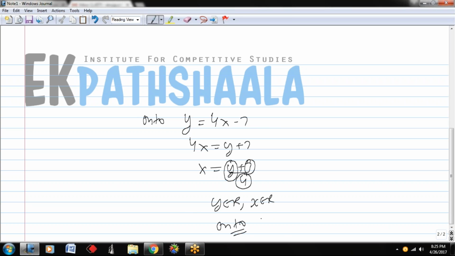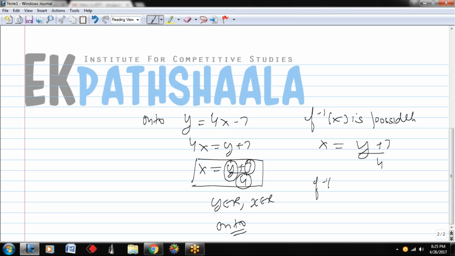अब अगर फंक्शन 1 1 भी हो गया, onto भी हो गया, therefore f inverse x is possible. Okay. Now how will we find f inverse x? ध्यान से देखो, मेरा x क्या आया था? My x was basically y plus 7 divided by 4. Therefore f inverse x कैसे लिखा जाएगा? Simply replace y with x. This becomes x plus 7 upon 4. This is my answer.